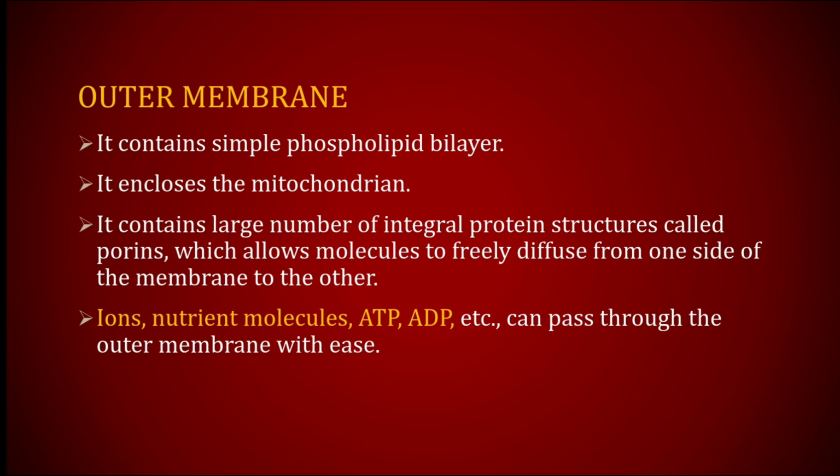It encloses the mitochondrion. It contains a large number of integral protein structures called porins, which allow molecules to freely diffuse from one side of the membrane to the other. Ions, nutrient molecules, ADP, ATP, etc. can pass through the outer membrane with ease.